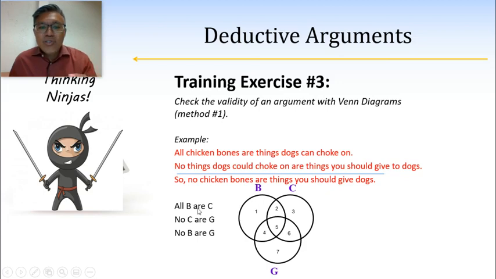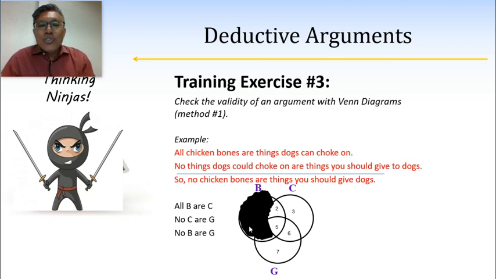Given the first premise, all B's are C's, we know that every B has to also be a C. That means 2 and 5. 1 and 4 don't exist because those are outside C. Those are things that are B's that are not C's. So you have to get rid of them, right? The only B's that exist are also C's. So 2 and 5 exist.